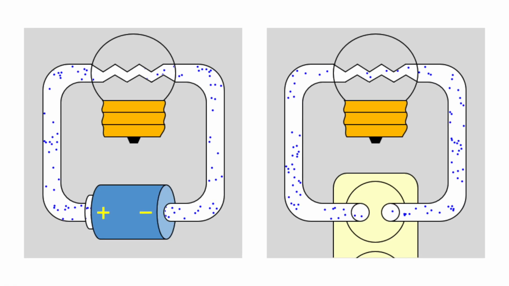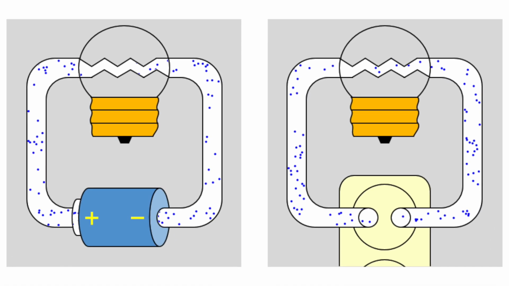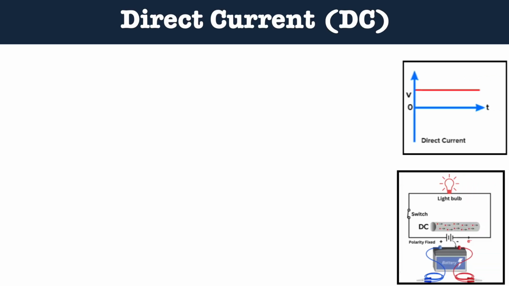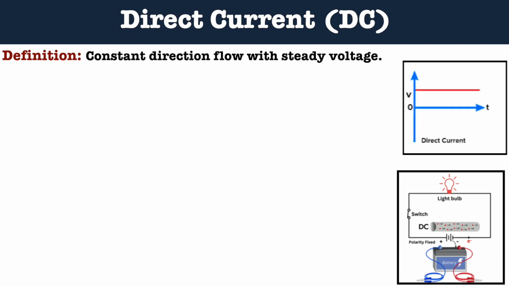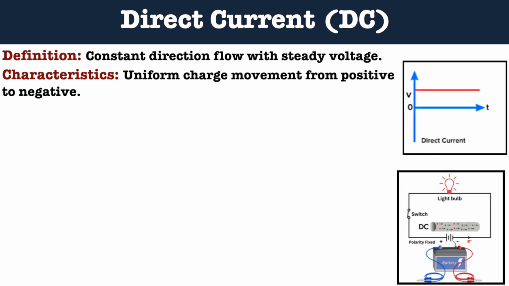Now let us talk about direct current and alternating current. That has already been discussed, but again we will focus on DC current and AC current. DC is a type of electric current that flows in a constant direction with a steady voltage. It means electric charges, or you can say electrons, move uniformly from the positive terminal to the negative terminal.